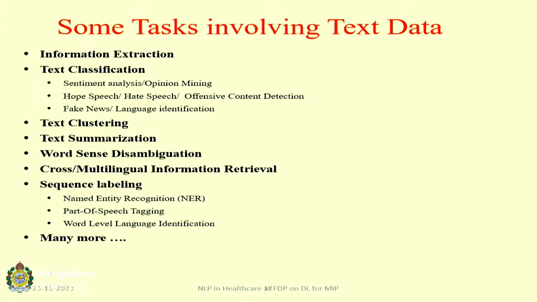Then there are other tasks like named entity recognition. Named entity recognition is a problem which comes under information extraction, where you restrict the entities to named entities. The entities that have to be extracted are named entities like name of a person, name of an organization, the location, date, time, those things. Then we have named entity recognition, recognizing the named entities in a given text.